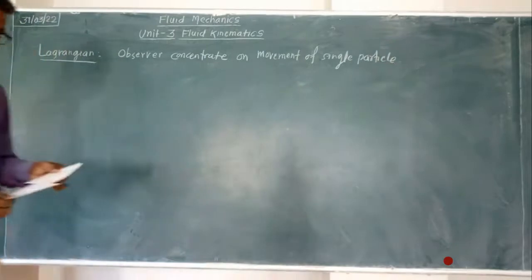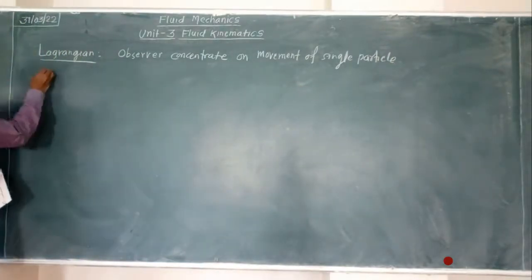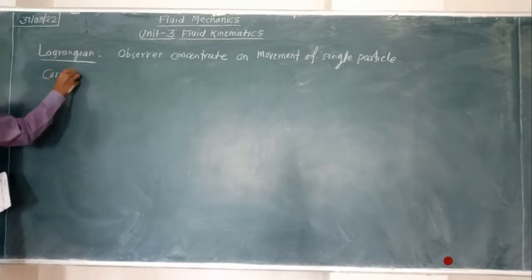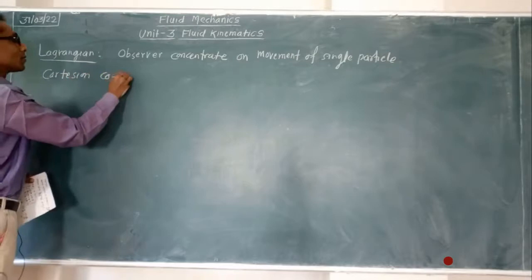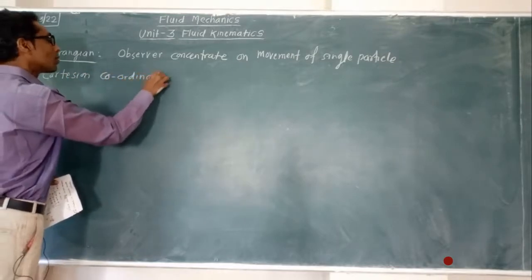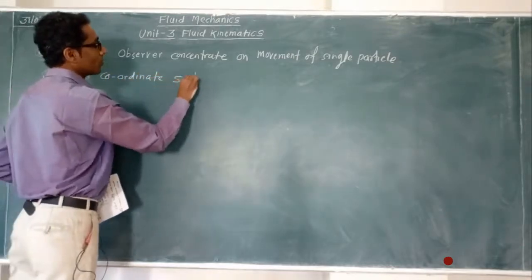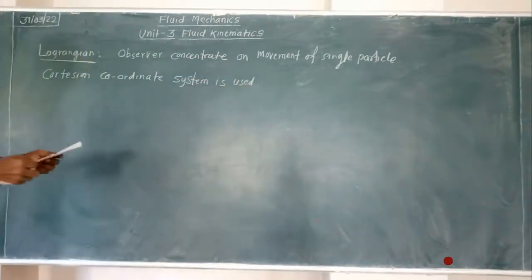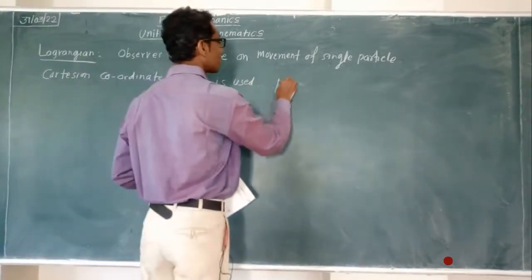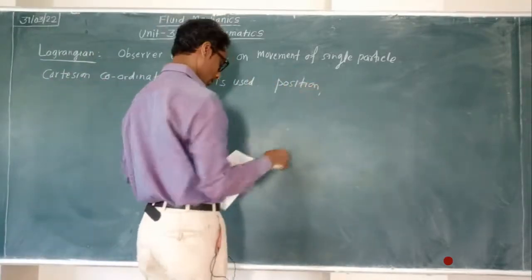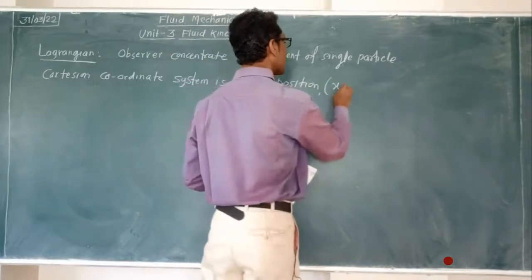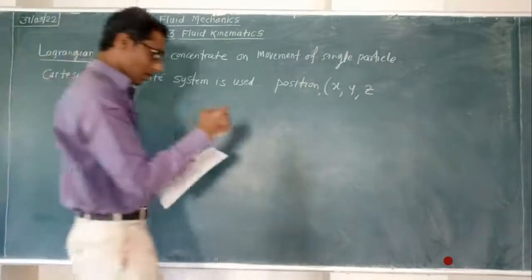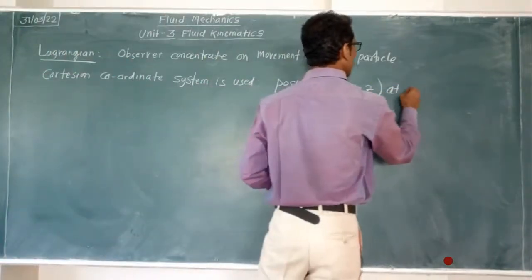In this case, which system is used? We discussed the Cartesian coordinate system is used. Okay, means what? The position of the particle is described by space coordinates x, y, z, at any time.